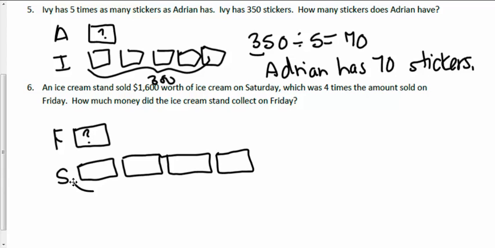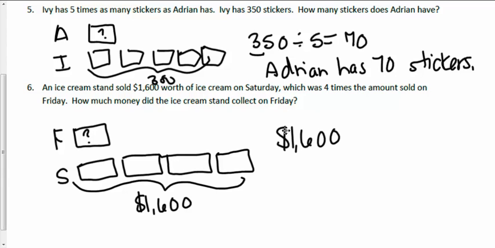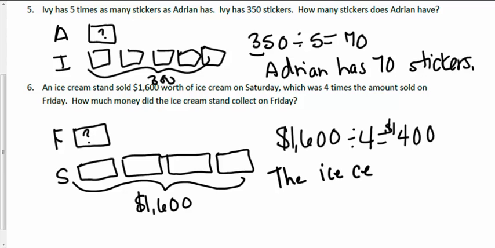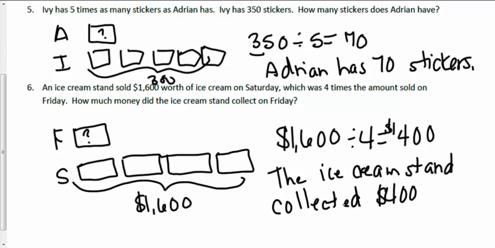I do know that altogether this is $1,600. So if I take $1,600 and divide it by 4, that'll tell me how much ice cream they sold on Friday. So if I take 1,600, that's the same thing as 16 hundredths, and divide it by 4. 16 divided by 4 is 4, so this will be $400. So how much money did the ice cream stand collect on Friday? I'm going to say the ice cream stand, I forgot my R, the ice cream stand collected $400 on Friday.